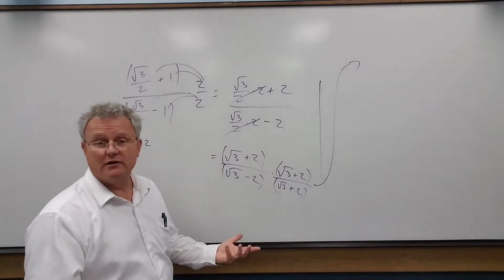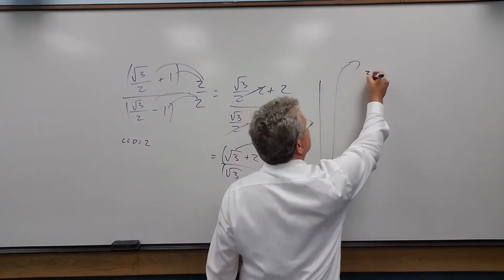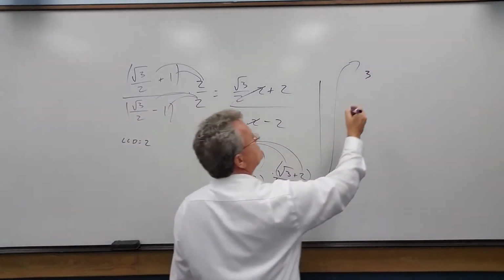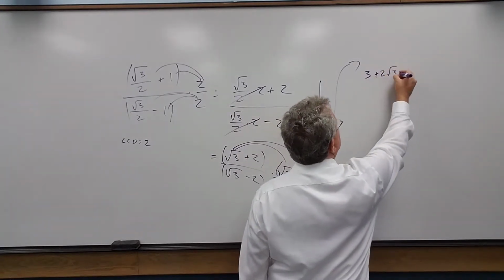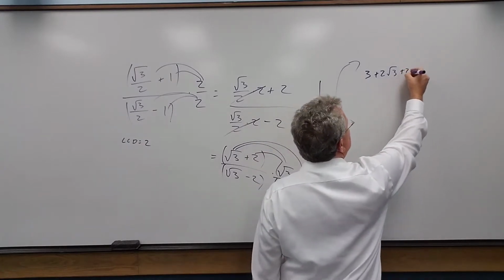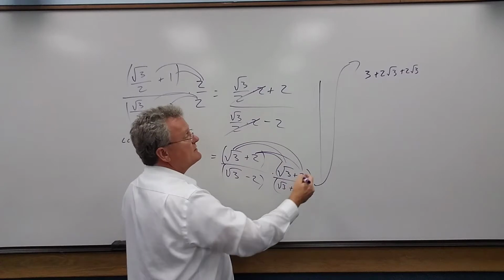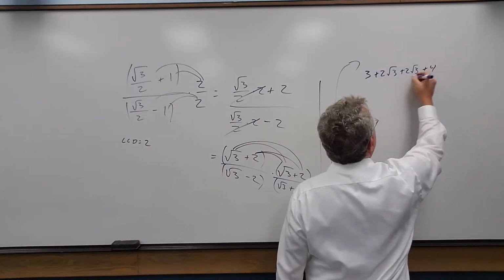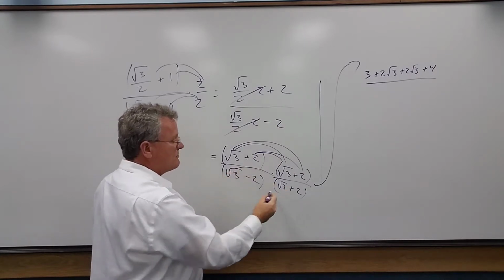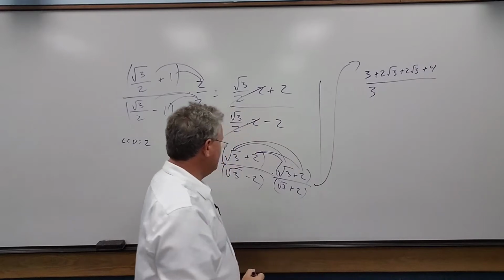So now when we multiply this, again, if you want, think of parentheses in here, and we FOIL, yeah? Root 3 times root 3 is 3. Root 3 times 2 is 2 root 3. 2 times root 3, we get another 2 root 3. And 2 times 2 gives us 4. So that's the numerator. The denominator, we get root 3 times root 3 is 3.